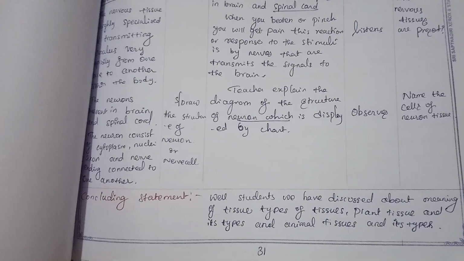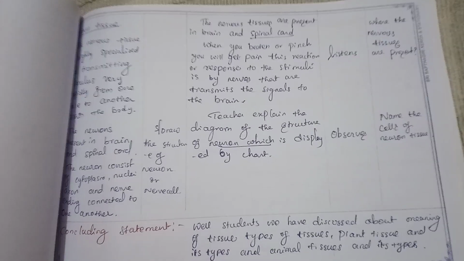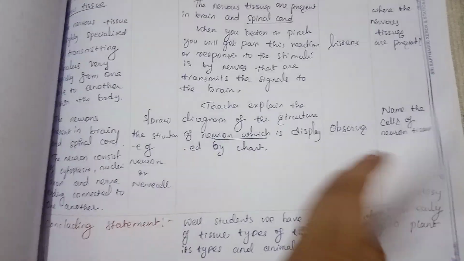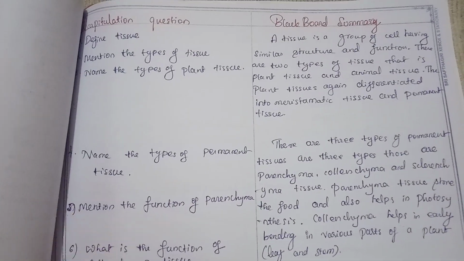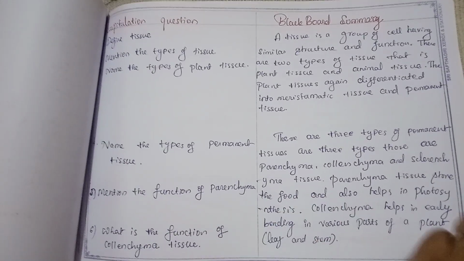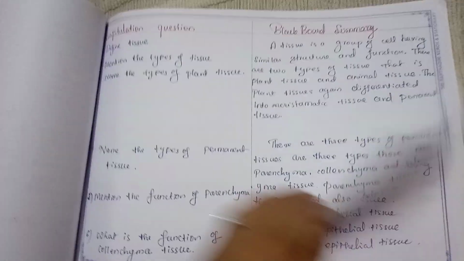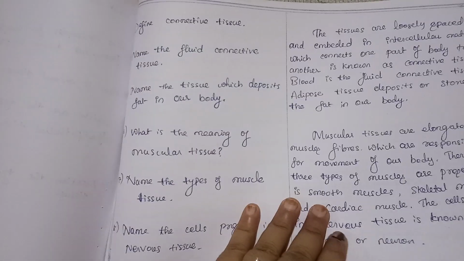After all, you have to write the concluding statement. Without a concluding statement, it is incomplete. After this, we are writing the recapitulation questions and blackboard summary of each and every subunit. Here we are listing this, and you can see here very clearly.